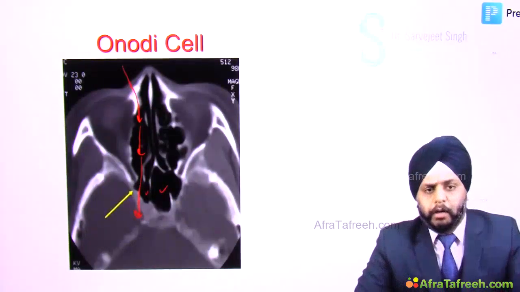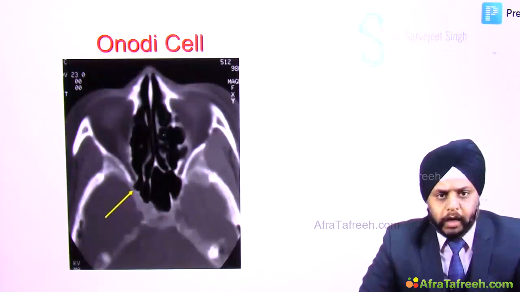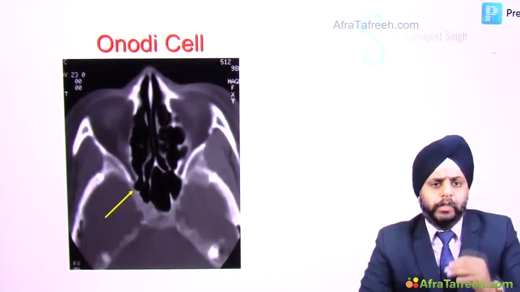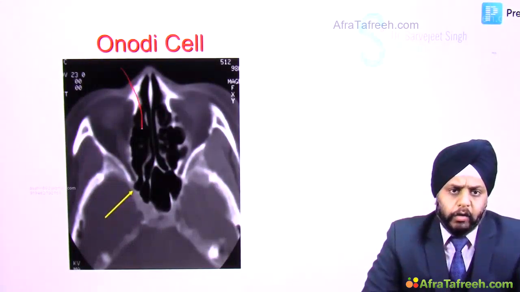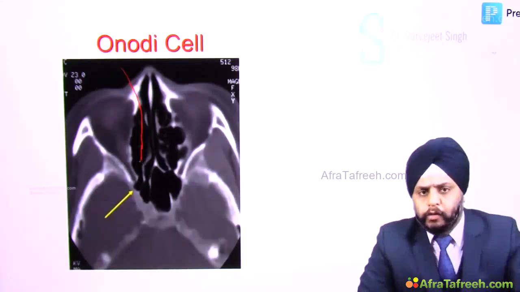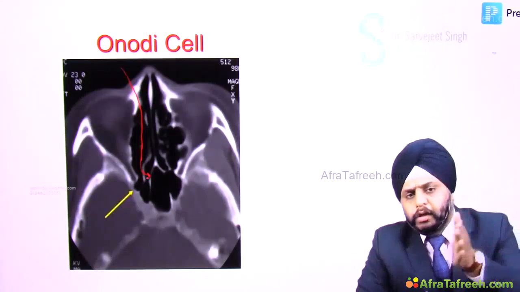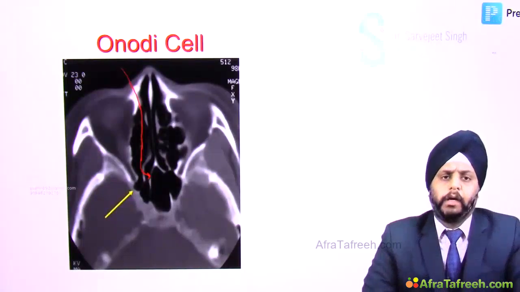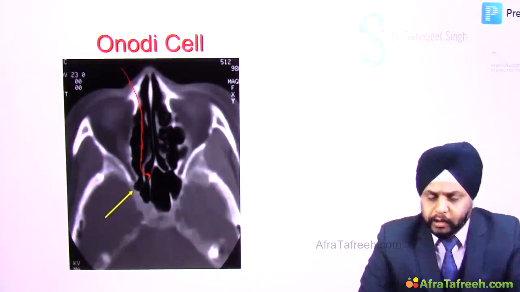So it is very important that if the Onodi cell is present, it has to be identified on the CT scan. Why? Because when the surgeon comes to operate on a patient and goes straight like this, he knows that after some time when he reaches the posterior ethmoids, he cannot go straight, he has to change his direction medially so as to enter into the sphenoid sinus. If he keeps on going straight, he will end up damaging the optic nerve and giving blindness to the patient.